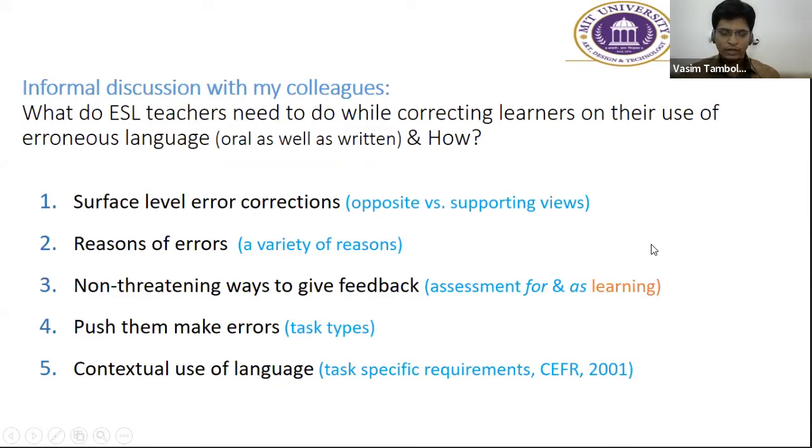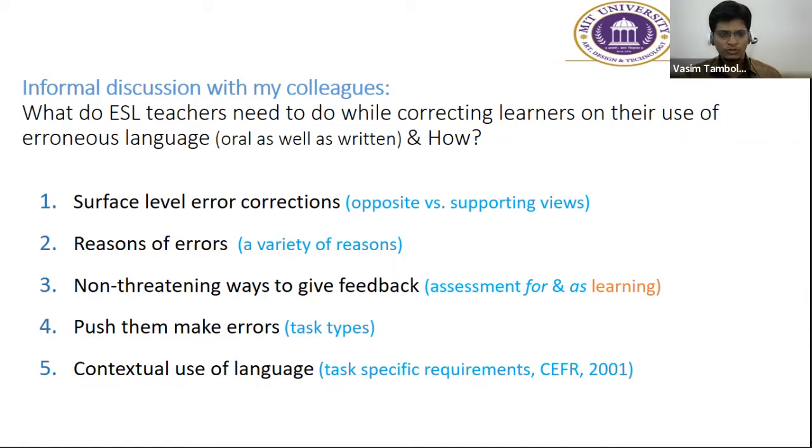So basically, I would like to give a brief overview of this presentation. After having finished my PhD, I have joined a college here where I'm working as a lecturer. And when I talked to my colleagues here, they had one discussion about speaking assessment, and they had this issue: when the learners are making errors, how should we go about it? How should we treat these learners? And based on our discussion, we had a couple of points to talk about.